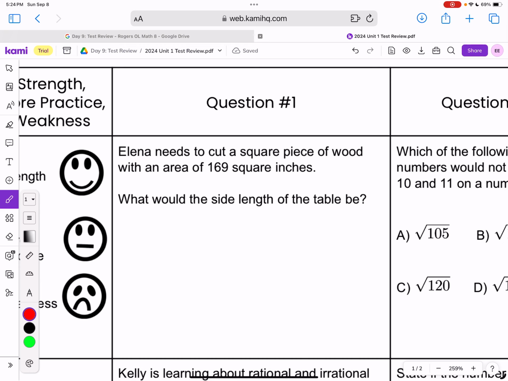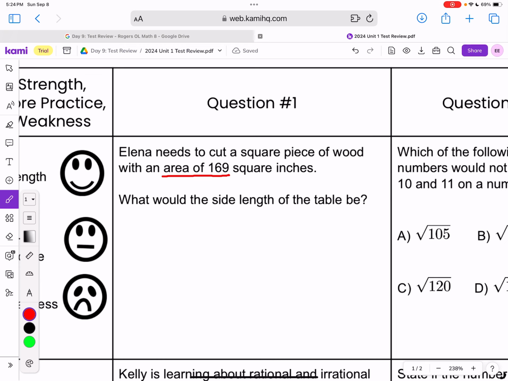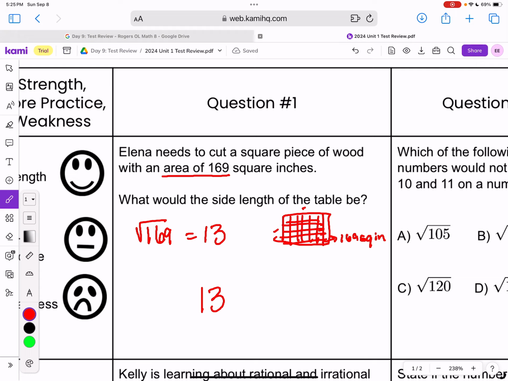It says, Elena needs to cut a square piece of wood with an area of 169 square inches. So area means, look at all these boxes, and there's 169 square inches, or square boxes. In order to find one side, you do not divide by 4. You need to figure out the square root, because whatever this side times this side is going to equal 169. So if you put the square root of 169 in your calculator, that's going to give you 13. The question is, what would the side length of the table be? It would be 13 inches.